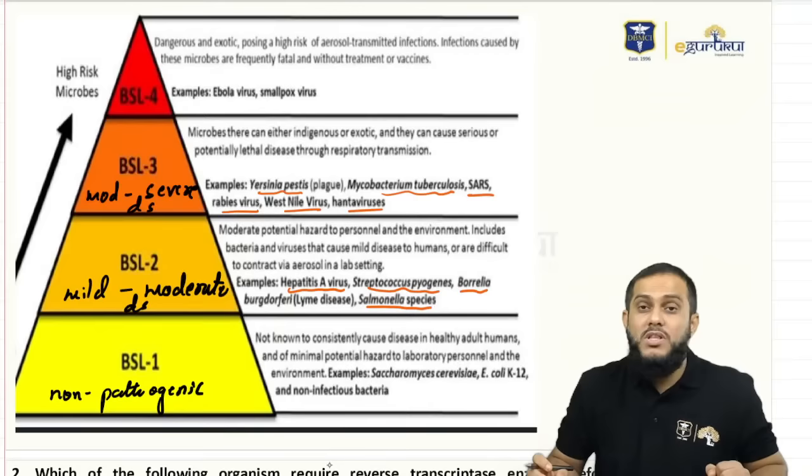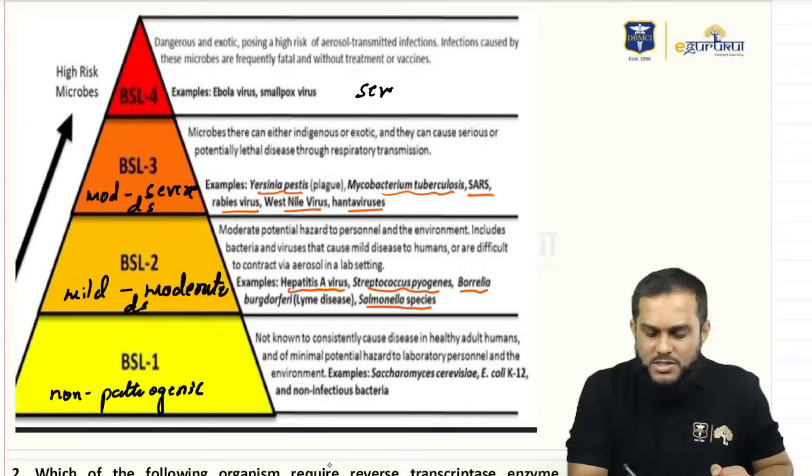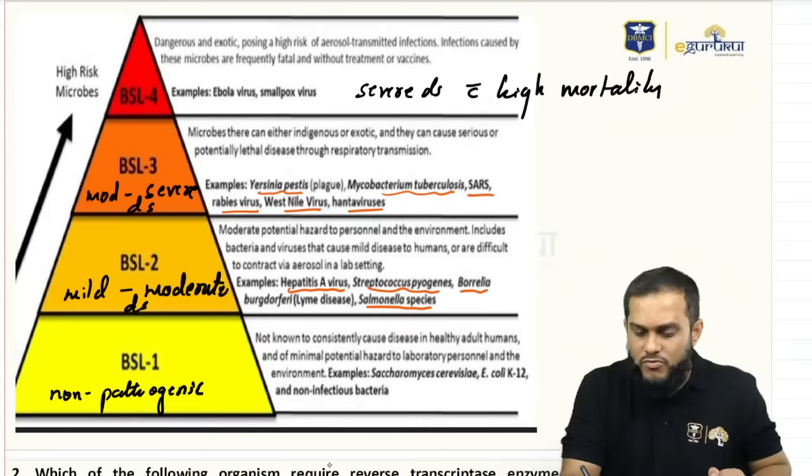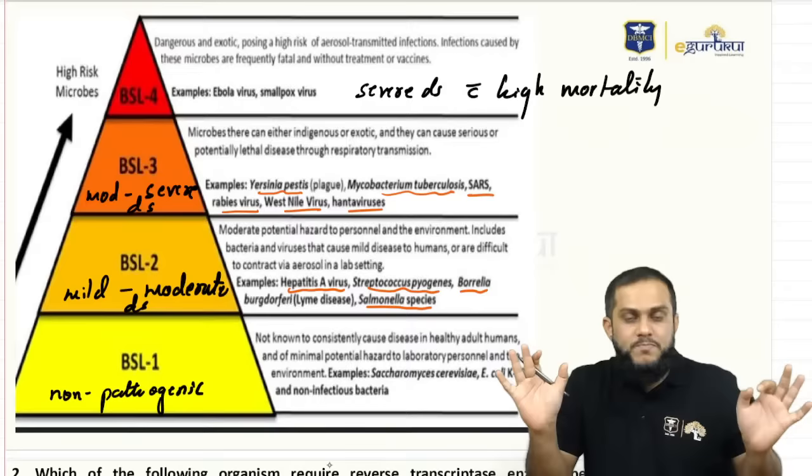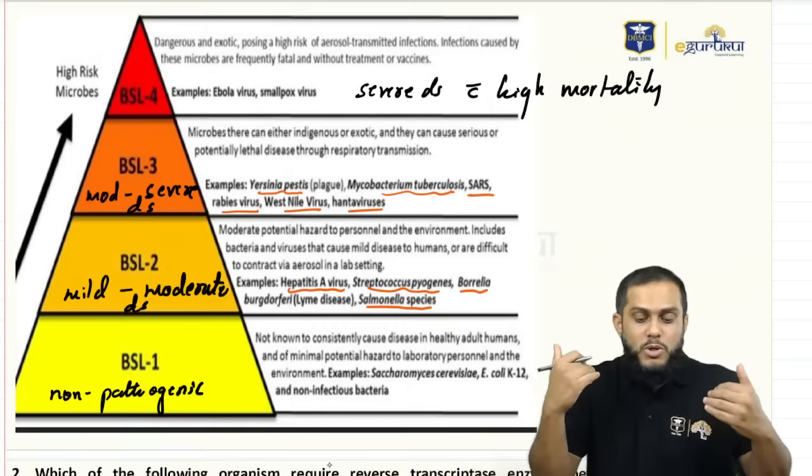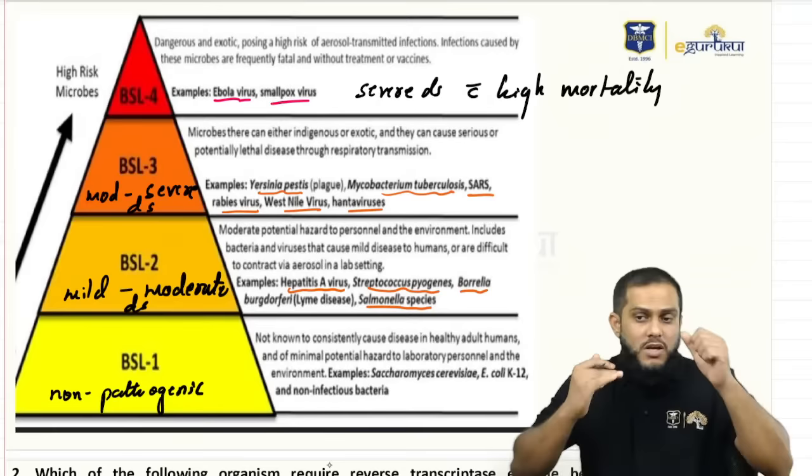Biosafety level 4 is for severe disease with high mortality, for example, Ebola virus and smallpox virus. Very crisp and clear: non-pathogenic organisms, biosafety level 1; mild to moderate disease, level 2; moderate to severe disease, level 3; severe disease with high mortality, level 4. It is the level of safety to take while handling microorganisms, very simple.